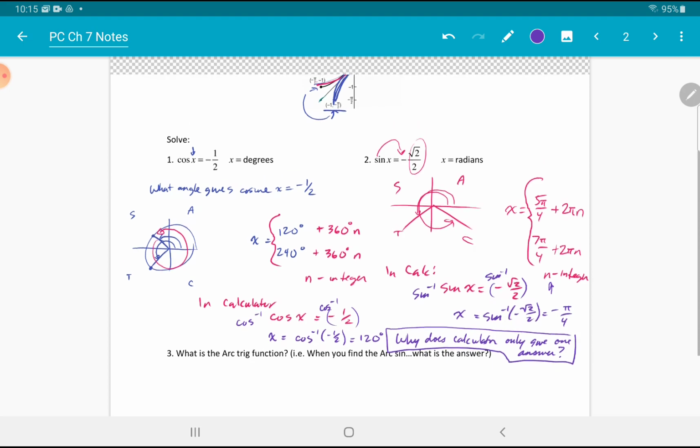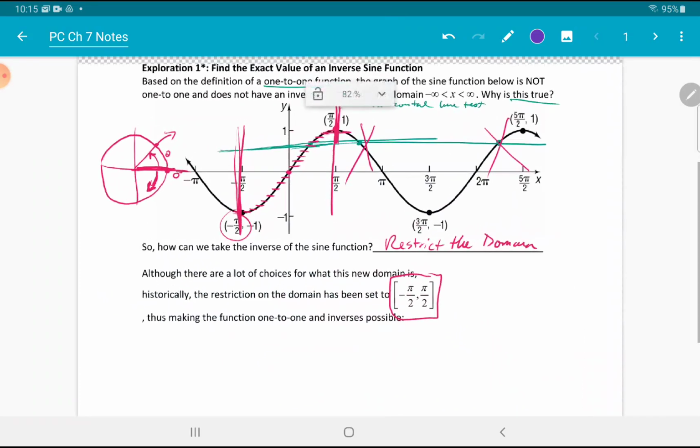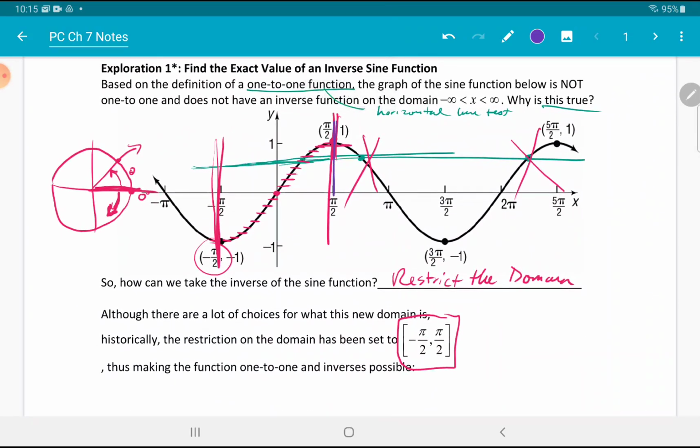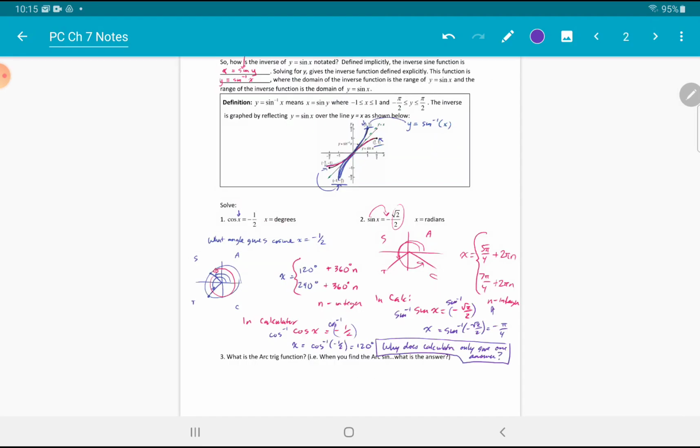Well, the answer comes back to what we had just talked about in the very beginning of the video. When we look at sine, you need to think about how you have to restrict the domain. Your answers can only lie between negative pi over 2 and pi over 2. Once you have passed that region, the inverse function no longer exists. So you can only have answers contained within these values here, negative pi over 2 and pi over 2.